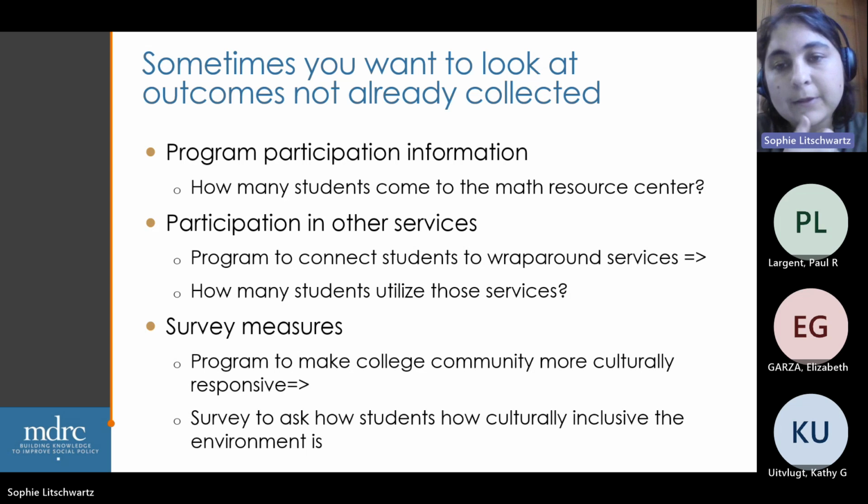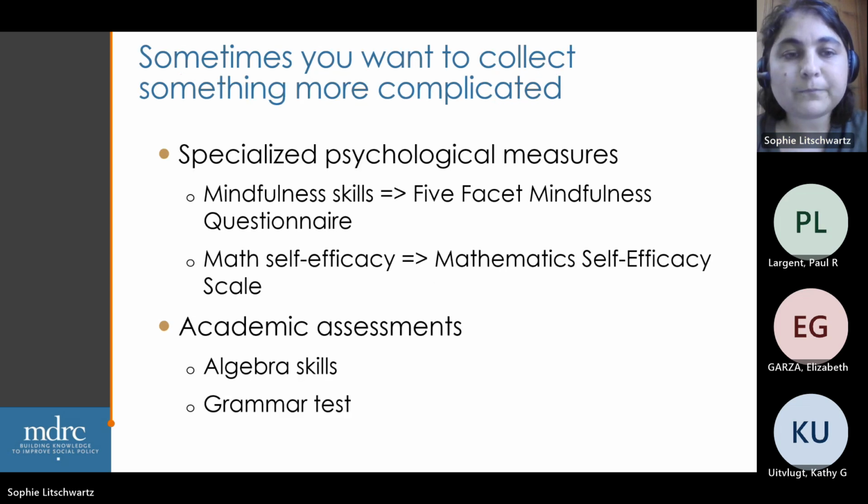The other thing that people often collect is survey measures. So if I have a program to make the college community more culturally responsive, I might want a survey to ask students how culturally inclusive they think the environment is. Finally, sometimes you want to collect something even more complicated than those things. So there's a set of often specialized psychological measures. That's things like mindfulness skills or math self-efficacy or students' sense of well-being. Or you might want to collect academic assessments. So a test on algebra skills or a grammar test, that sort of thing.